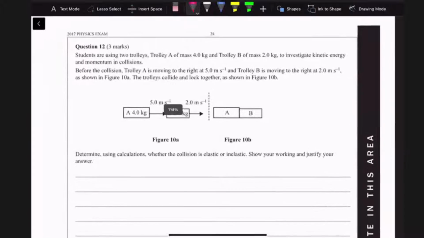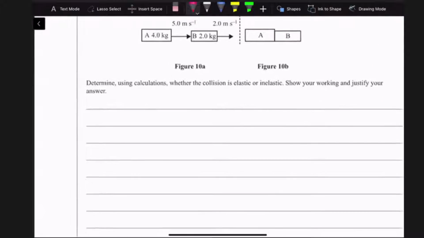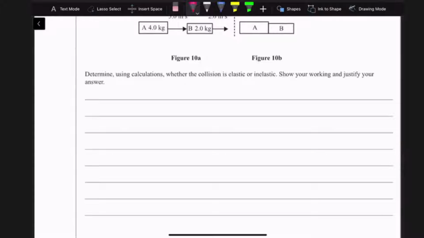So now we have a momentum conservation question, except it's asking for inelastic or elastic. So to determine this, we just have to compare the kinetic energies. So kinetic energy before is half m1 u squared plus half m2 u squared, which is half times 4 times 5 squared plus half times 2 times 2 squared. So it's 54.